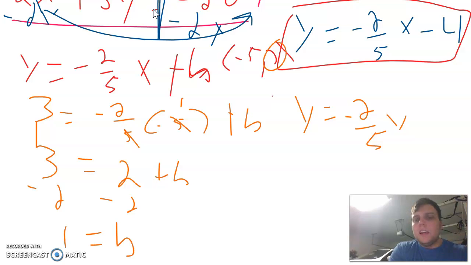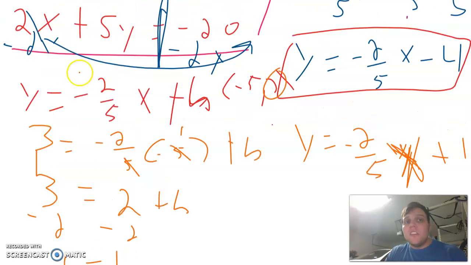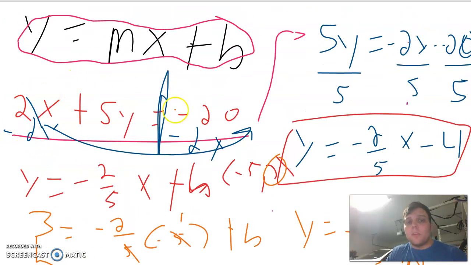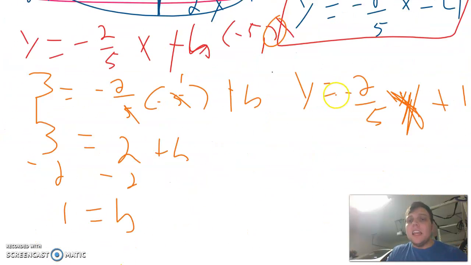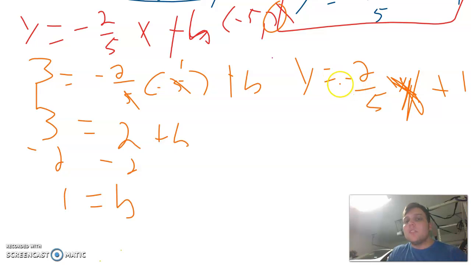1 equals b. So negative 2/5 x. That's an x. Please just believe me. It's only getting worse. Plus 1. So a line that goes to the point negative 5, 3 and is parallel to the line they gave us at the very beginning, 2x plus 5y equals negative 20, is the line y equals negative 2/5 x plus 1.